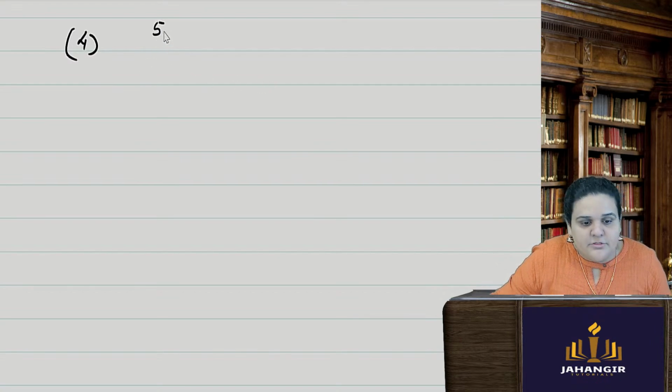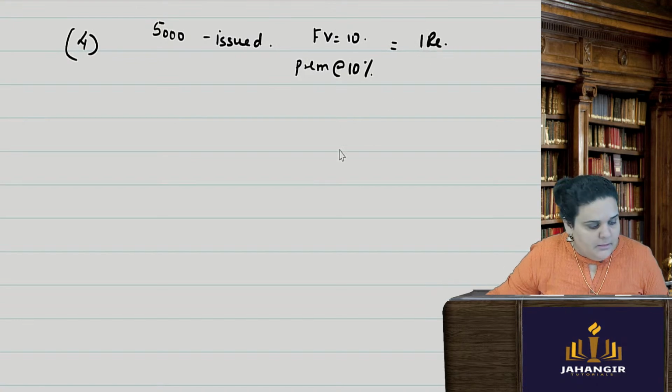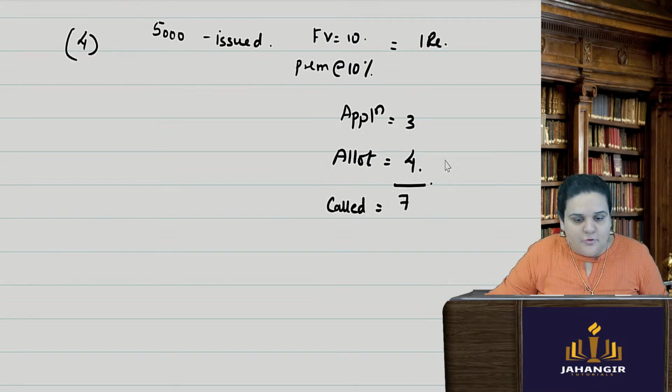There are 5,000 shares which were issued. Face value is equal to 10 rupees. Premium at the rate of 10%, which is equal to 1 rupee. Application money is rupees 3 and allotment is rupees 4. So total called up is only 7 rupees. At the stage of allotment, this 1 rupee security premium is there.